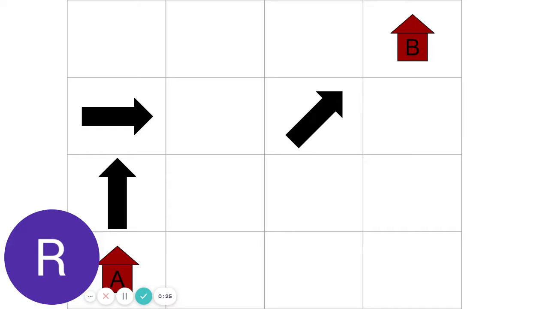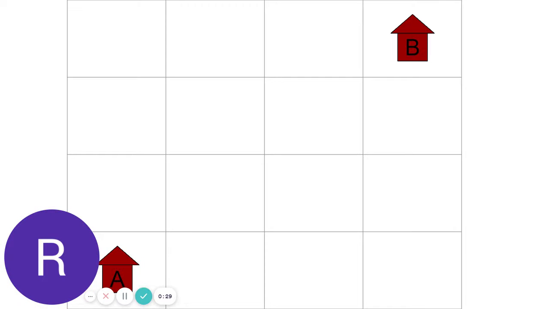This is one possible grid layout that you may see. As mentioned, your task is to get from house A in the bottom left corner to house B in the top right corner. You follow the arrows as they present from house A to house B.